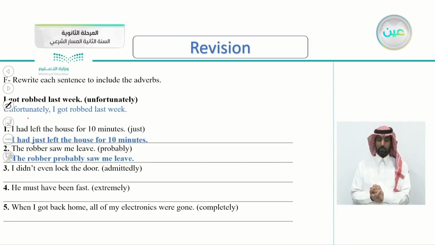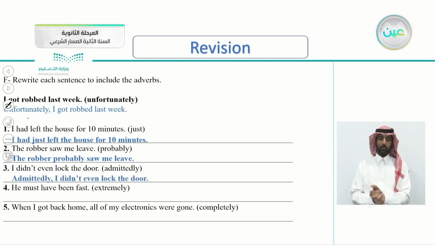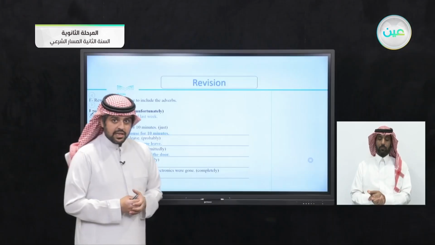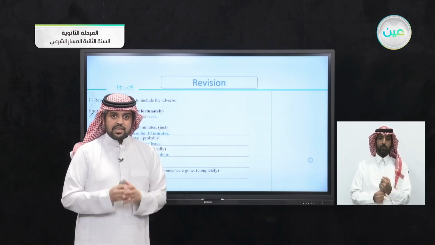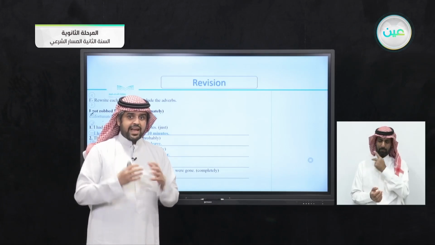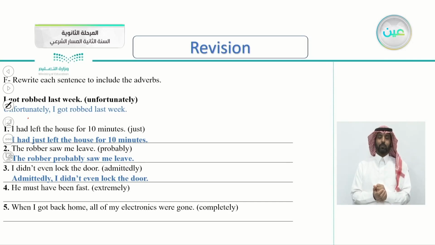Number three, I didn't even lock the door, and the adverb: admittedly. So, yes, that's correct. Admittedly, I didn't even lock the door. We put the adverb admittedly first in the sentence, like the adverb honestly or frankly. Admittedly comes from the word admit, which is when you say the truth. So you're confessing here. Admittedly, I confess, I didn't lock the door.